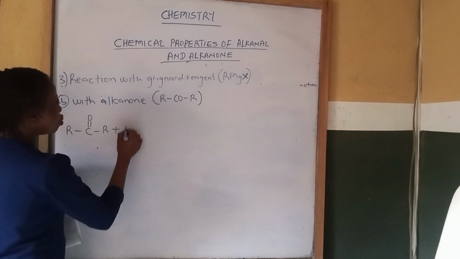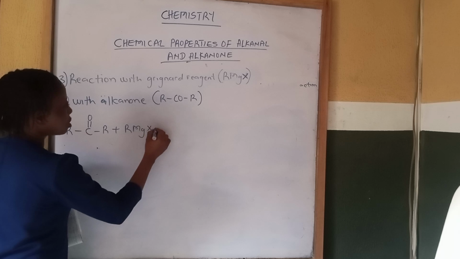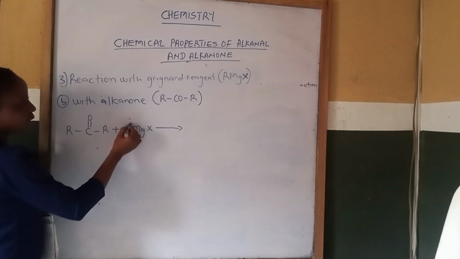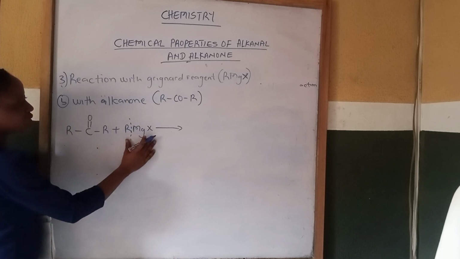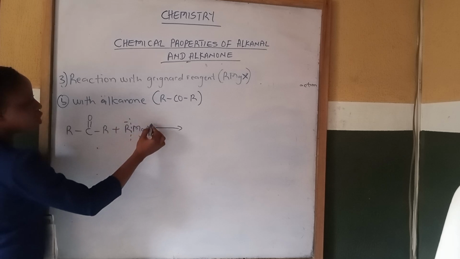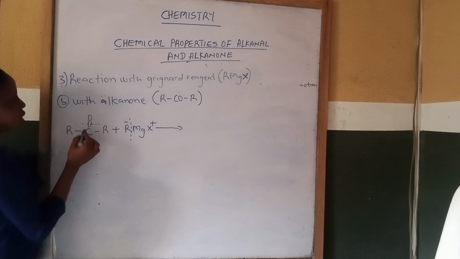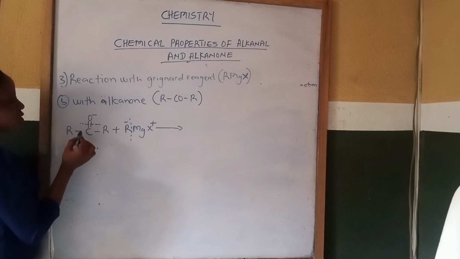which is RMgX. What will it give us? The Grignard reagent will split. R is negative, while MgX is positive. Then the double bond of the oxygen will break. So when the double bond breaks, oxygen is negative.